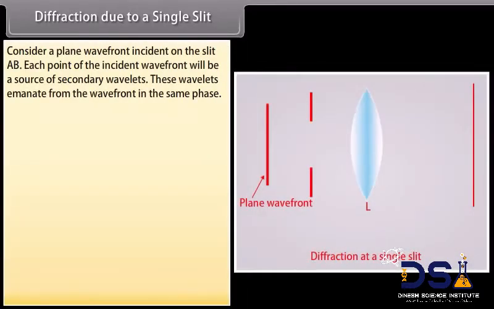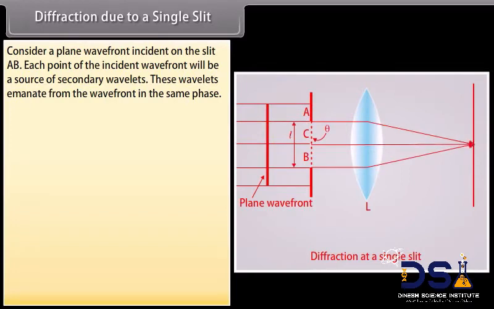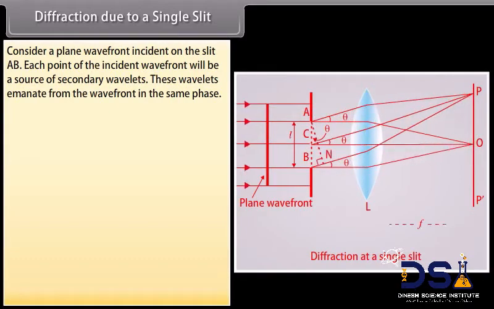Diffraction due to a single slit. Consider a plane wavefront incident on the slit AB. Each point of the incident wavefront will be a source of secondary wavelets. These wavelets emanate from the wavefront in the same phase.